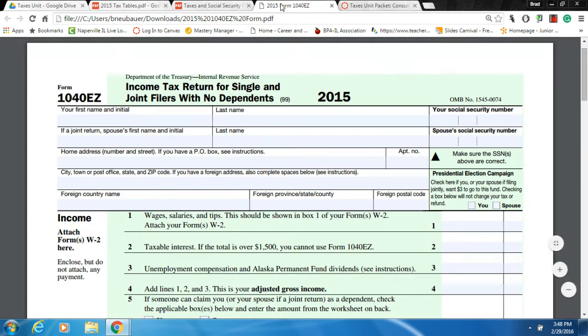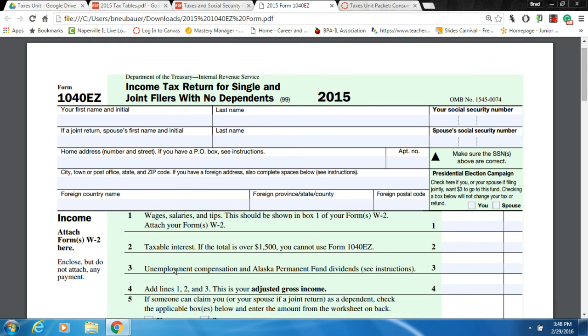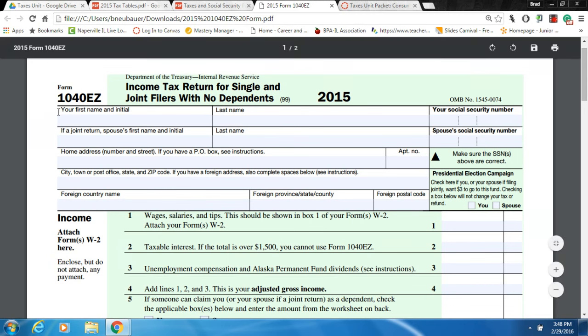Red. When doing these forms, the easiest thing to do is just start at the top and work your way down. The forms will give you the directions on what you need to do. Okay, so you can see this 1040 EZ form. It tells you that this is the income tax return for single filers and joint filers. So people that are single or people that are married can use this form if they have no dependents. So this is the income tax return for single and joint filers with no dependents.